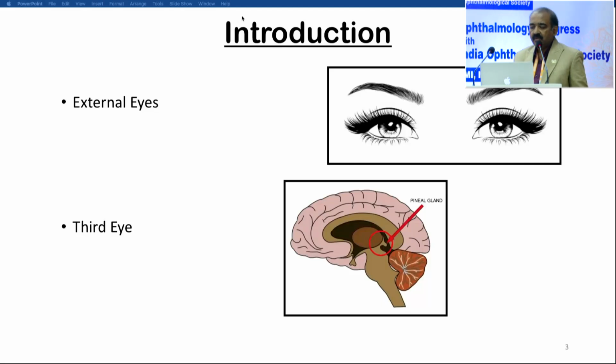External eyes receive light energy, convert it to electromagnetic energy and send signals to the occipital lobe, making us see the world around us. But there is one more organ that receives light energy through ganglion cells of the retina and makes us get insight. That organ is the pineal gland, also known as the third eye.